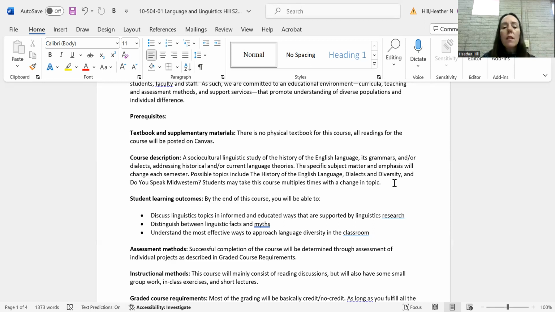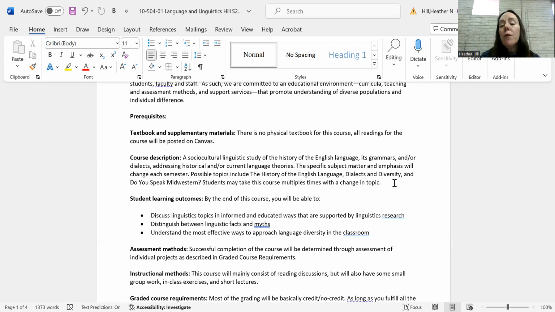Okay, so this is what we like to call an umbrella course, meaning that the topic can change every term depending on who's teaching it and what topic they want to do. So, for example, when Dr. Ridding teaches it, she usually teaches it as the history of the English language. When I teach it, it's more of a sociolinguistics course, and I have changed the topics depending on what kinds of things I want to study or talk about.